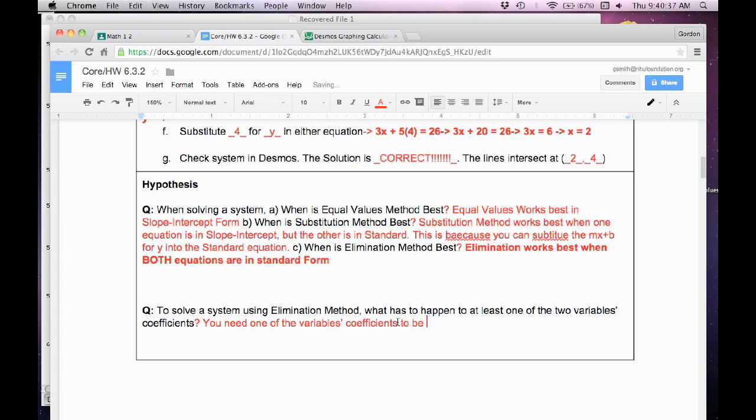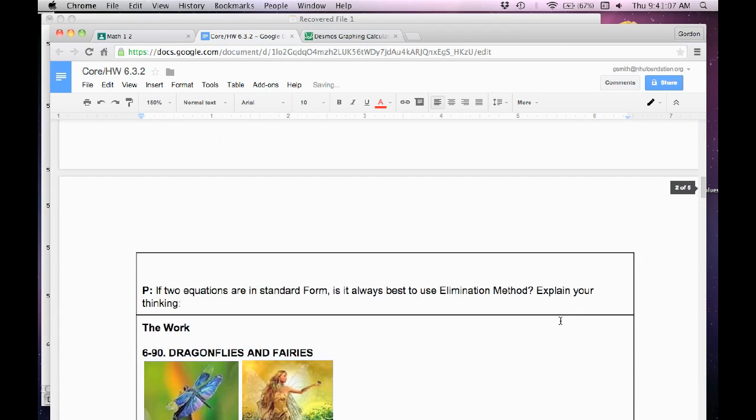To be opposite one another. In other words, if you have 2y, then you need the other one to have -2y. Or if you have 5x, you need the other one to have -5x. It doesn't matter if it's x or y, either one will work. Either variable will work. Okay, there we go.